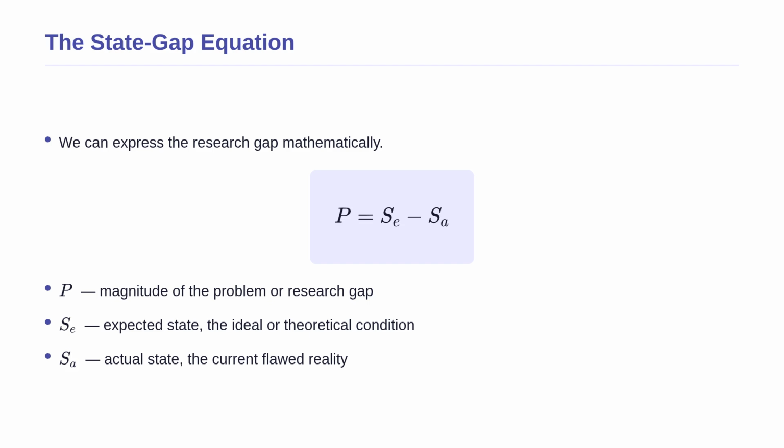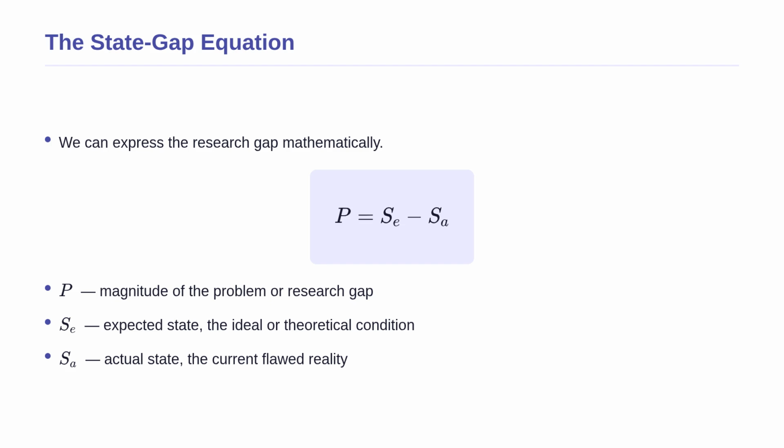The variable P represents the magnitude of the problem or the research gap. The symbol SE stands for the expected state, which is the ideal or theoretical condition we want to achieve. The symbol SA represents the actual state, which is the current, flawed, or incomplete reality we are observing.